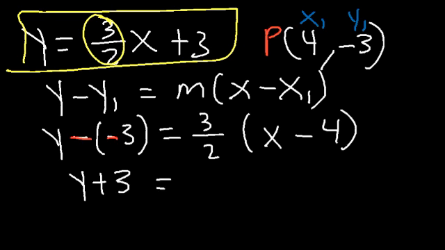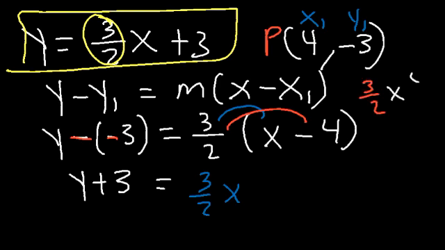And let's distribute the 3 halves to x minus 4. 3 over 2 times x, that's going to be 3 over 2 x. And what's 3 over 2 times 4? So 3 halves times 4 over 1. 3 times 4 is 12. 12 divided by 2 is 6. So this is going to be negative 6.